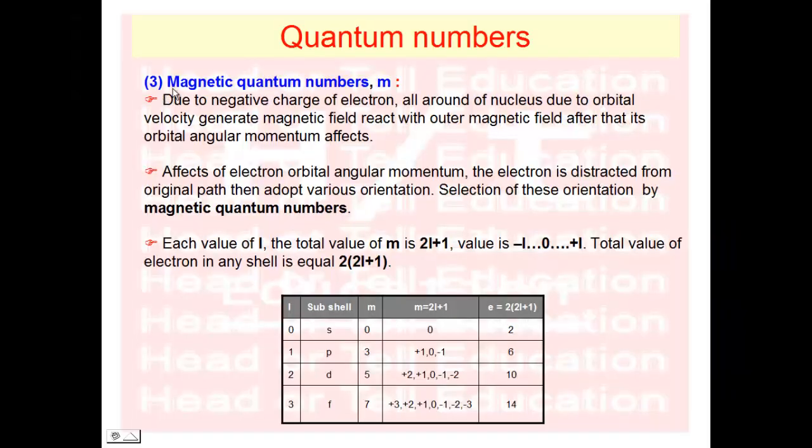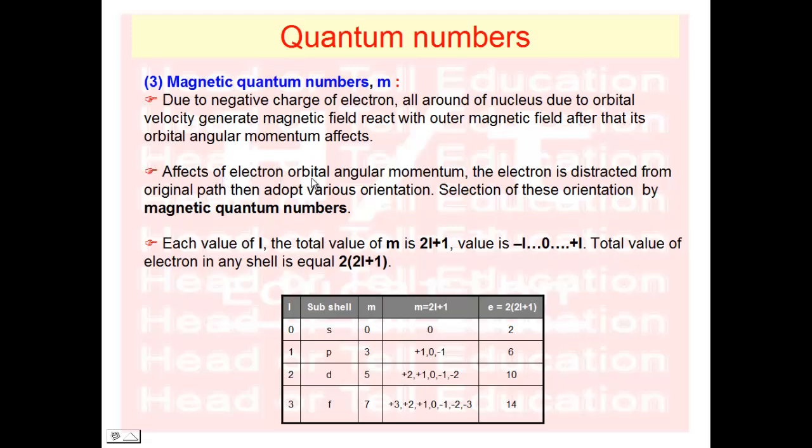The next quantum number is the magnetic quantum number, which is shown by m. M is very useful because electrons have negative charge. By this reason, all around the nucleus, due to orbital velocity, a magnetic field is generated. Then this magnetic field reacts with the outside magnetic field. After that, its orbital angular momentum is affected.